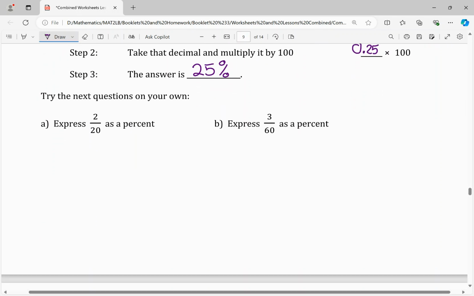All right. Try the next couple questions on your own, convert the fractions into percentages, and then come back to the video and make sure that they match mine.